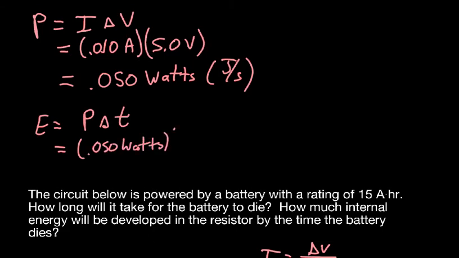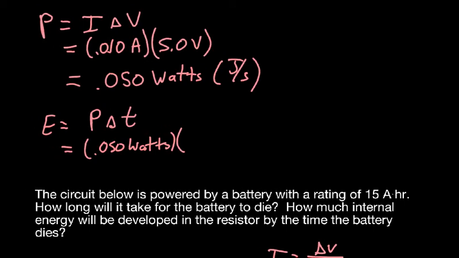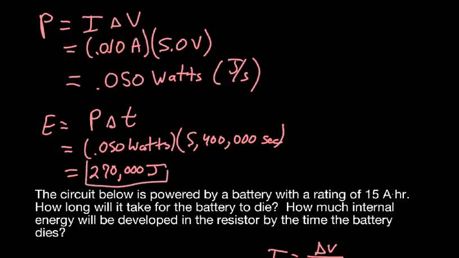So we've got our power of 0.050 watts times time of 5,400,000 seconds. Gets us our total energy change, which is 270,000 joules of energy. It has been changed from chemical energy in this battery to eventually internal energy in this resistor, and then that dissipates into the environment. But that's the amount of energy anyway. So that's kind of putting these different ideas together.